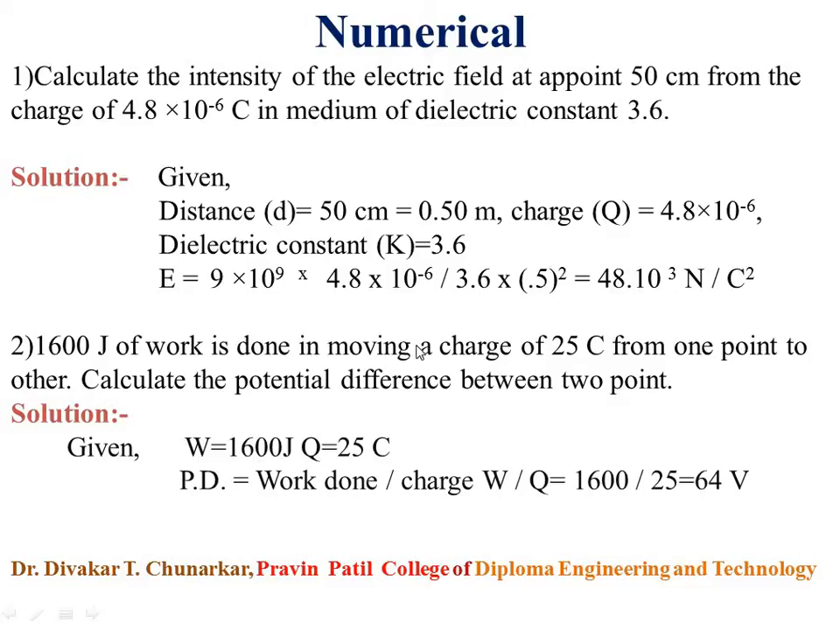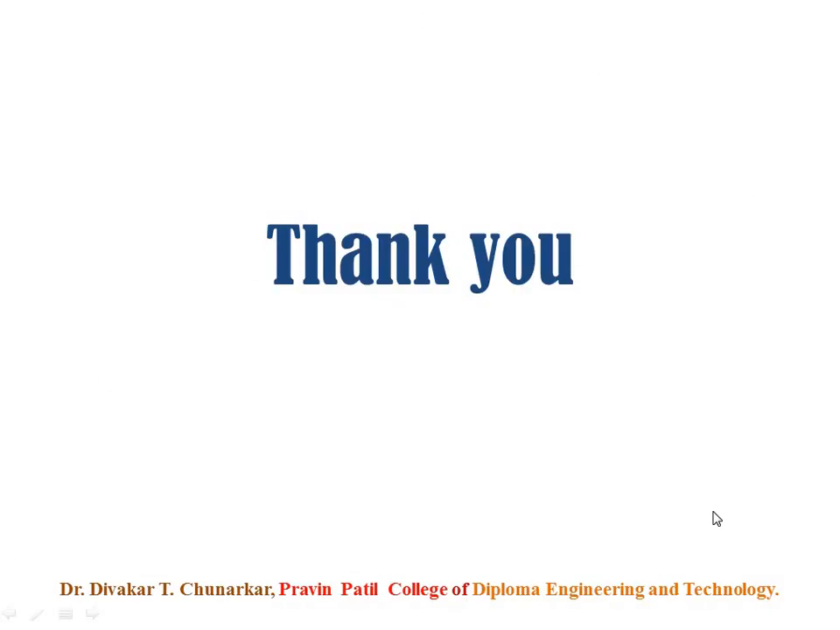Q, electric charge, is 25 coulomb. So potential difference is equal to work done upon charge, that is W upon Q. So 1600 upon 25 is 64 volt, and this is our answer. So in this way, this is a very useful and very simple formula and simple numerical problem.